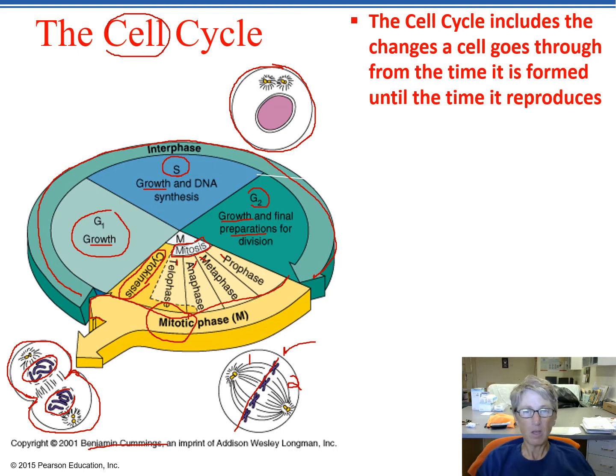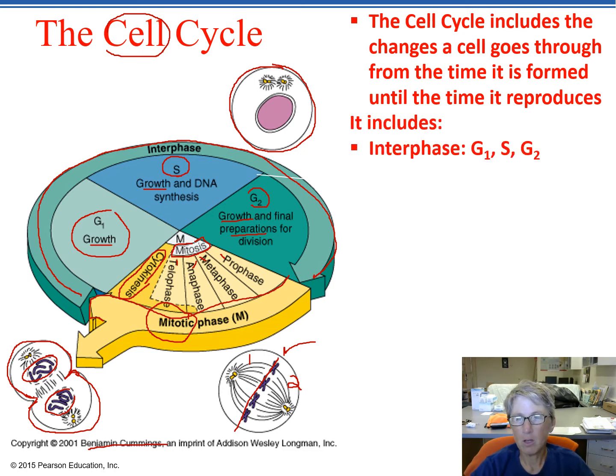Okay, so the cell cycle, like I said, includes the changes a cell goes through from the time it is formed until the time it reproduces, just like the life cycle. From the time you are formed, when the sperm meets the egg, until the time you reproduce, that's where the cell cycle and the human cycle are different. Because some people don't ever reproduce, but they have a full human cycle and they live to be 100 years old.